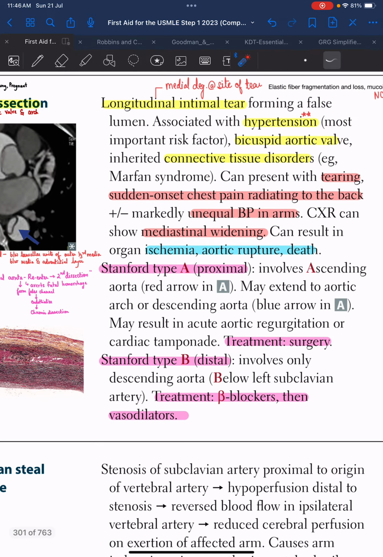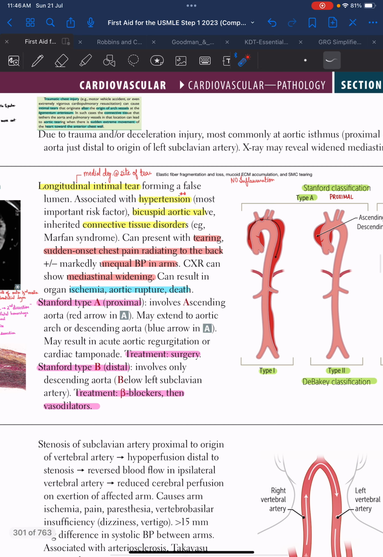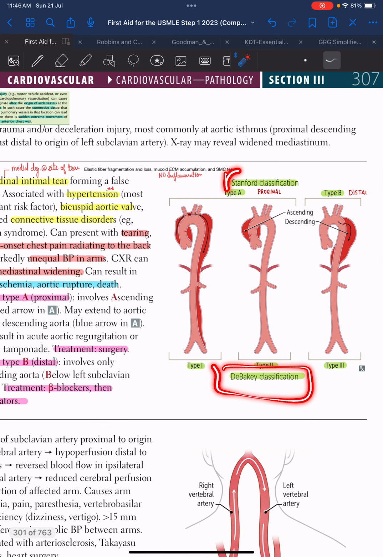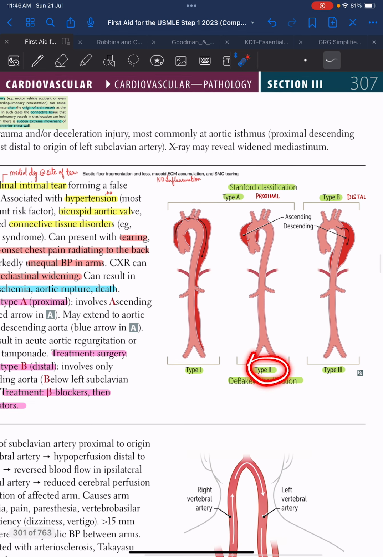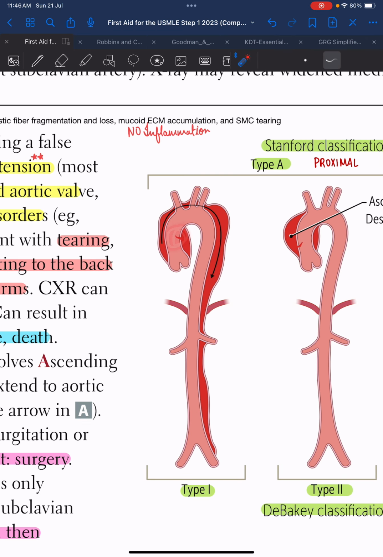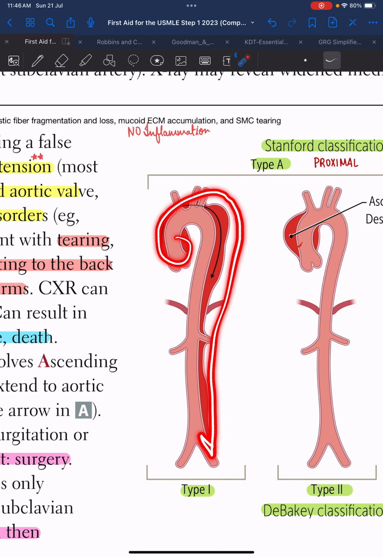Now for aortic dissection, we basically have two classifications: the Stanford classification and the DeBakey classification. The DeBakey classification divides the dissection into three types: type 1, type 2 and type 3. Type 1 involves the entire aorta, okay. Type 2 involves only the proximal intimal tear. Basically type 1 is, there is a tear in the proximal region, but the blood is extravasating all throughout.